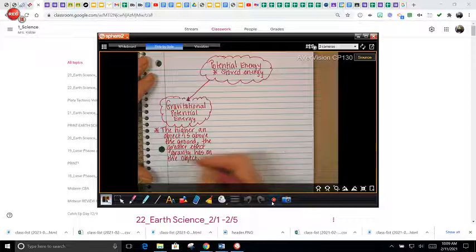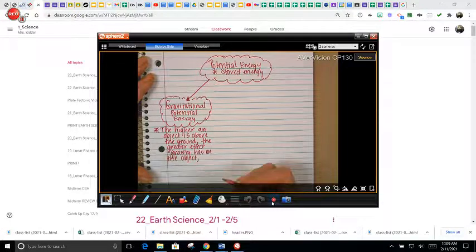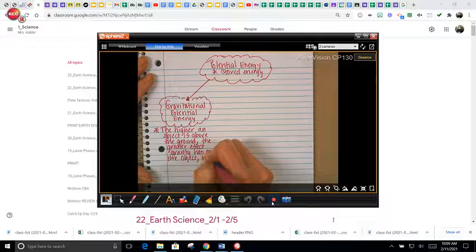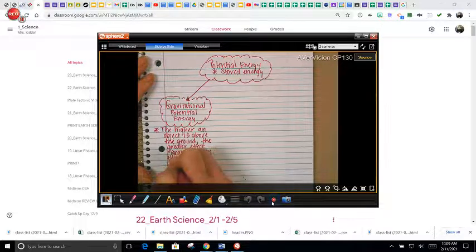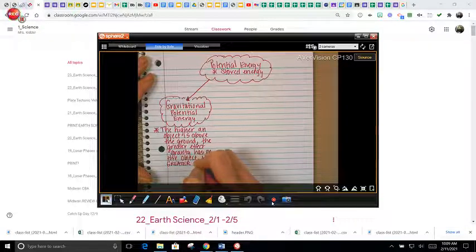That gives it the potential energy, or gravitational potential energy. And we're going to say the greater the gravitational potential energy.